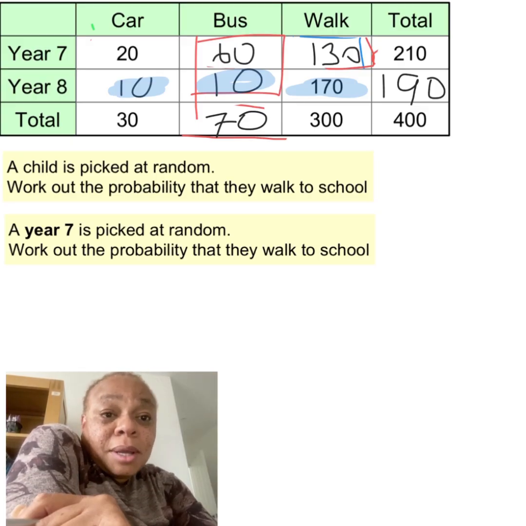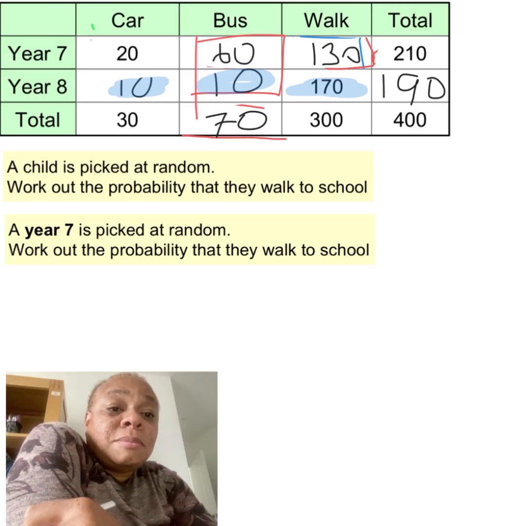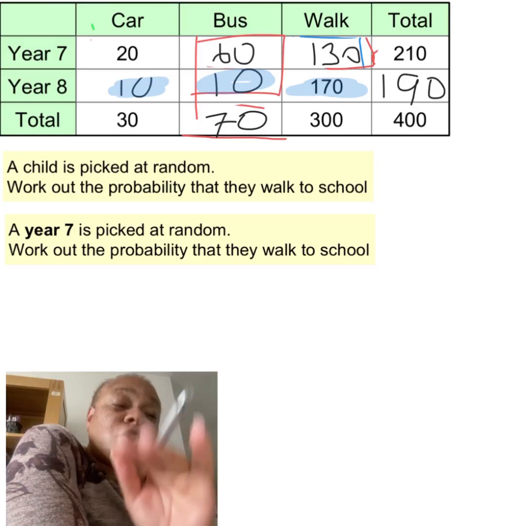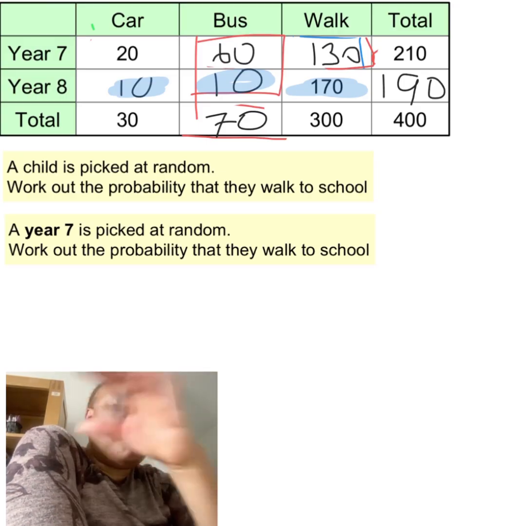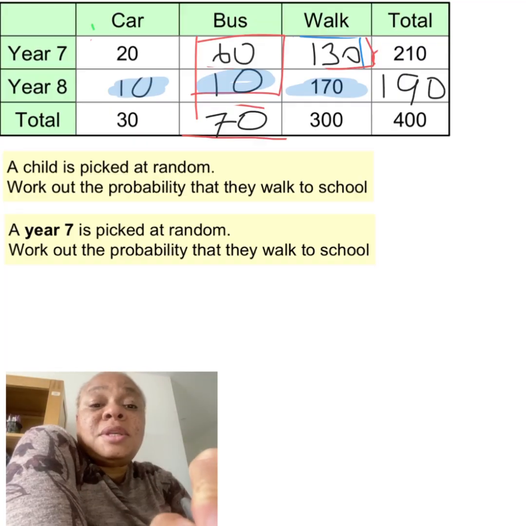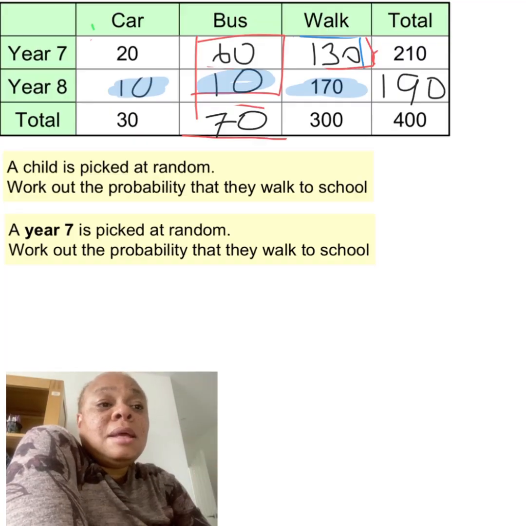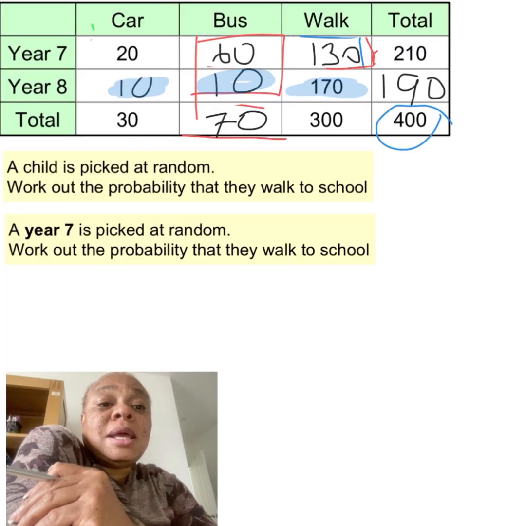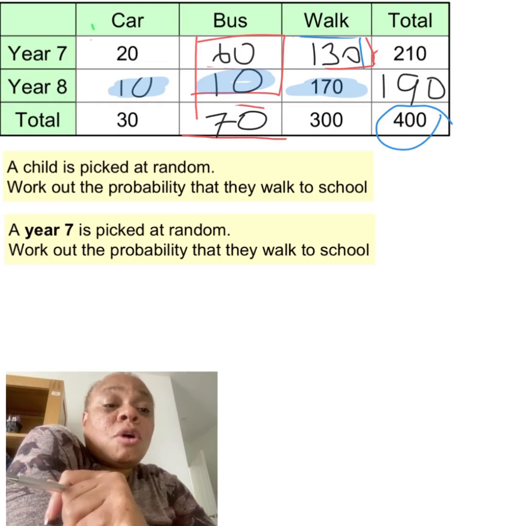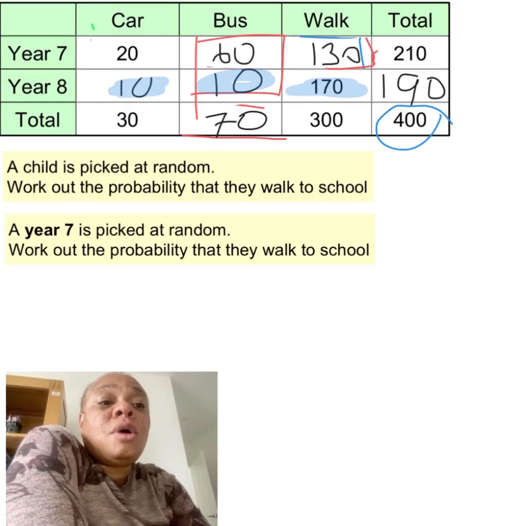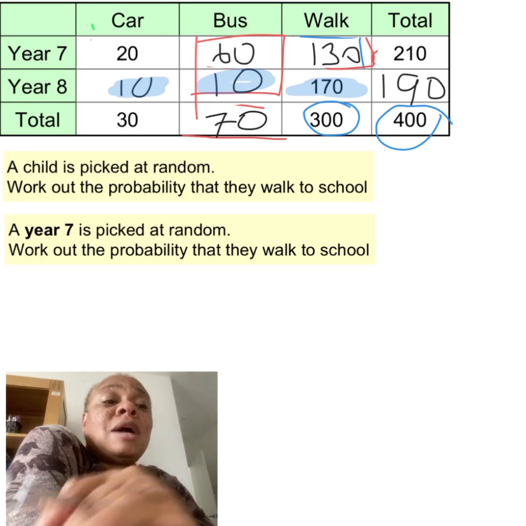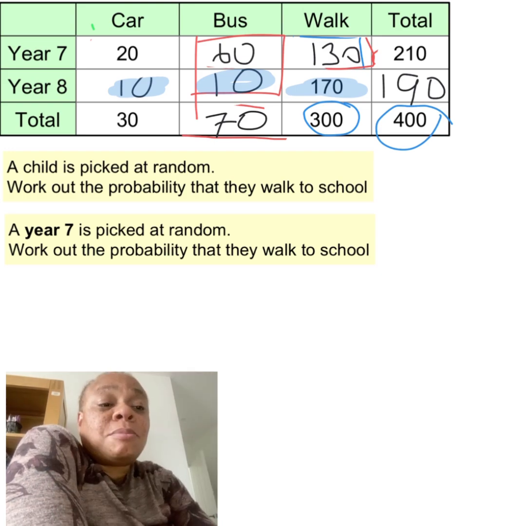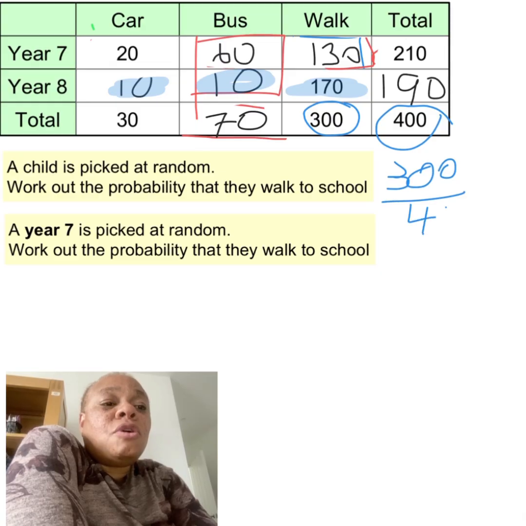So now let's answer our questions. A child is picked at random. When they are talking about a child, we are referring to all children. So we are picking a child from all the year 7s and all the year 8s. This 400 is the total we'll be looking at. Now, work out the probability that they walk to school. You're looking at all the children that walk to school, which is 300. So the probability will be 300 out of 400.